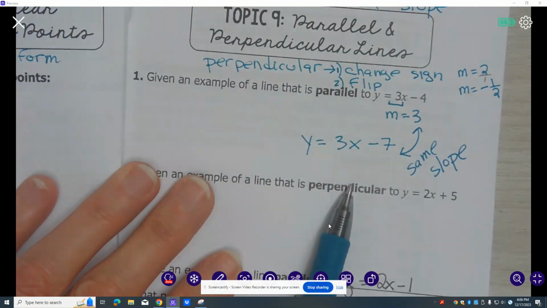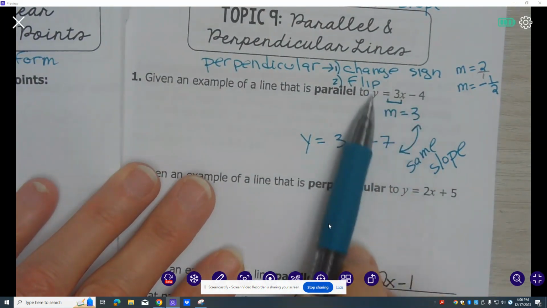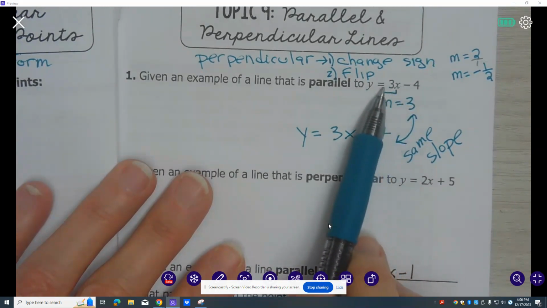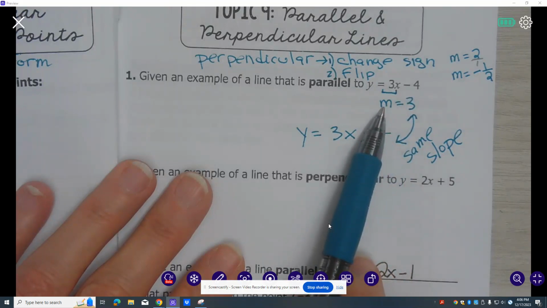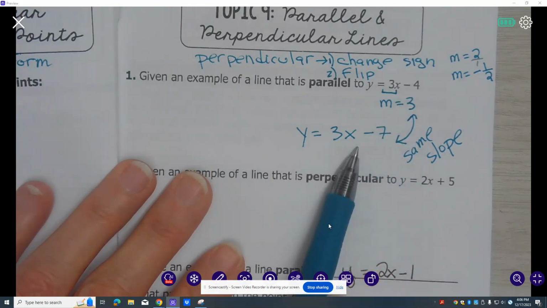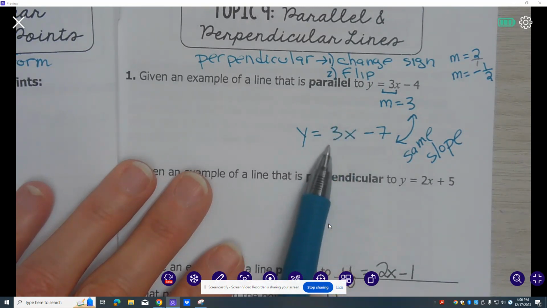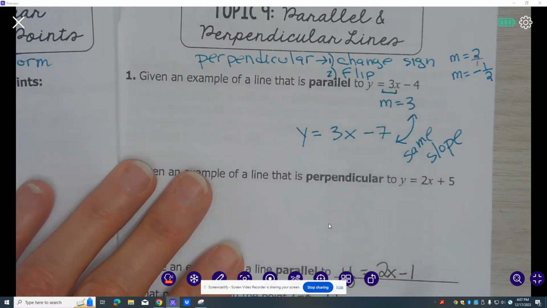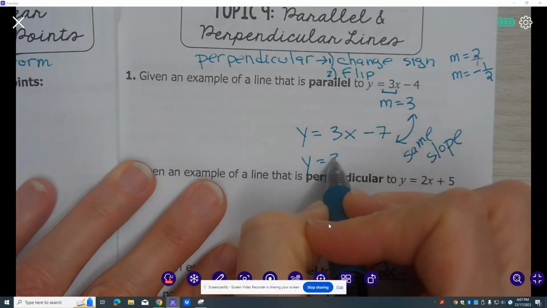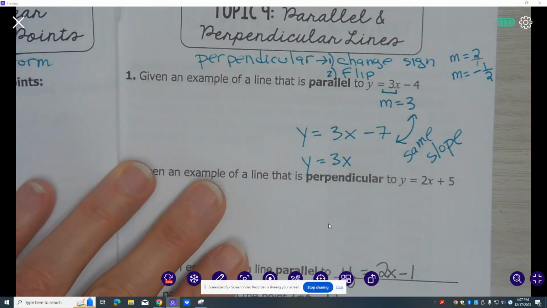In the first example, it said give an example of a line parallel to this given line. So this given line is in slope-intercept form, y equals mx plus b. The slope is 3. So when I write an equation of a line that's parallel to that line, I also need to write a line that has a slope of 3, which I did right here, mx, and then I just picked a different y-intercept. So these two lines are parallel because they have the same slope. You could even write one without a y-intercept. You could just write y equals 3x.